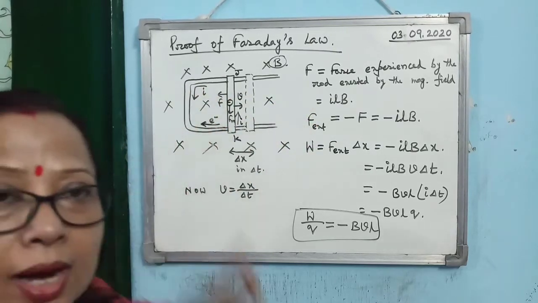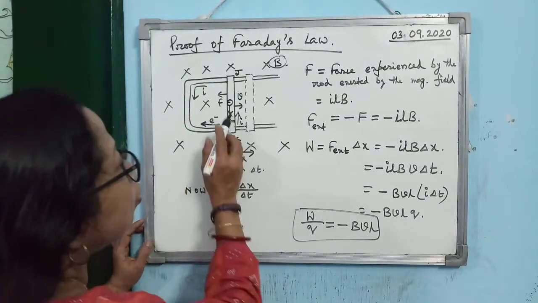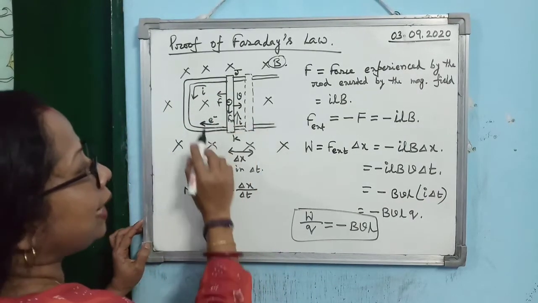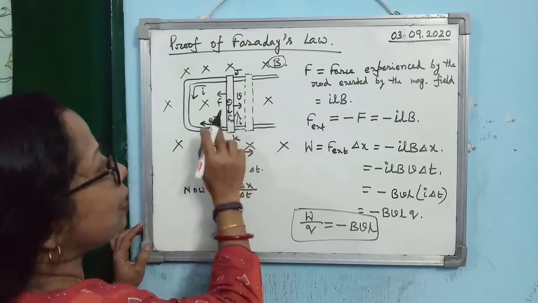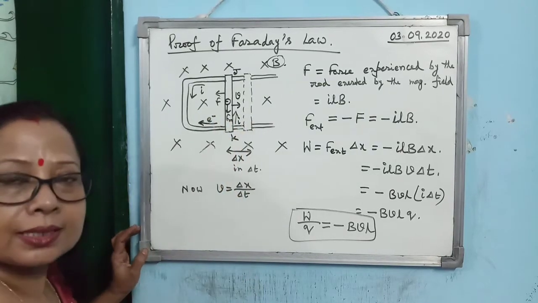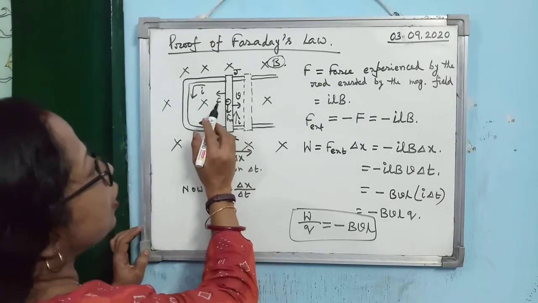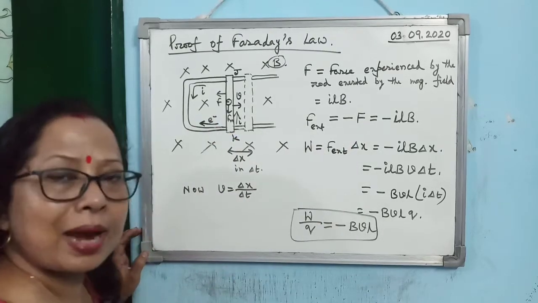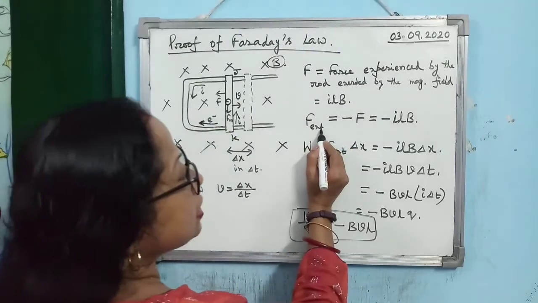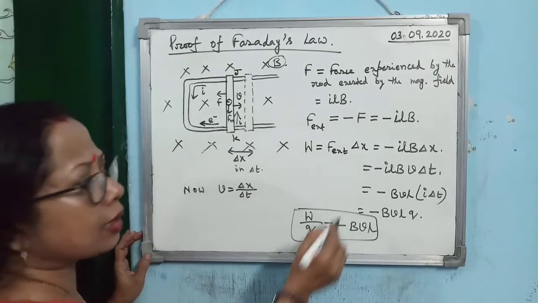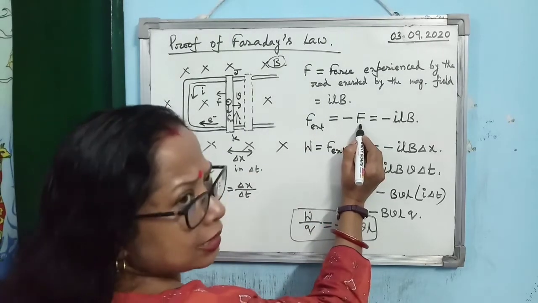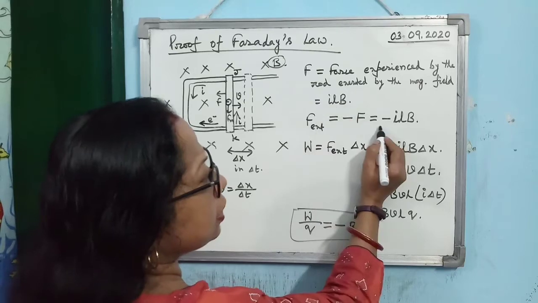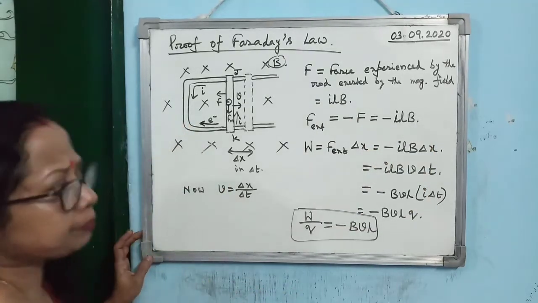So if you want the conductor to move in the same direction, then an external force should be applied on the conductor, isn't it? An external force should be opposite and equal to the force experienced due to the magnetic field. So the external force you need to apply on the conductor should be minus F, and if you substitute, it will be minus ILB.